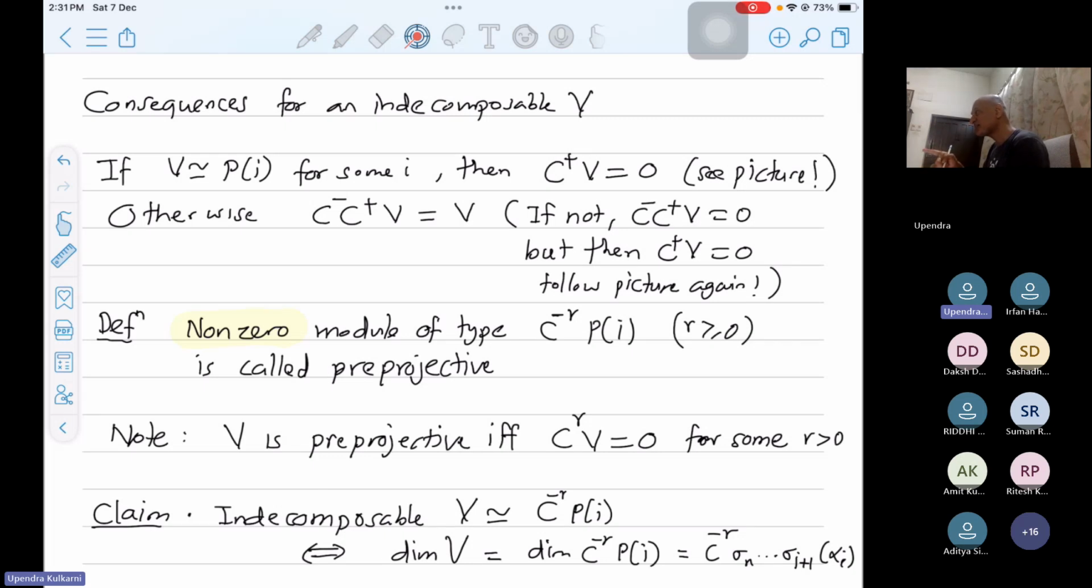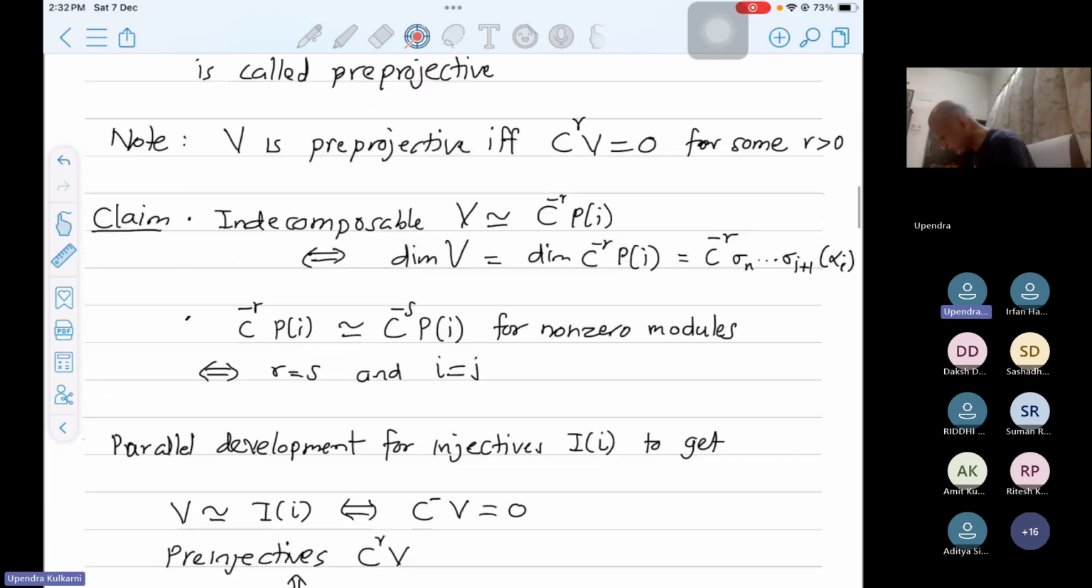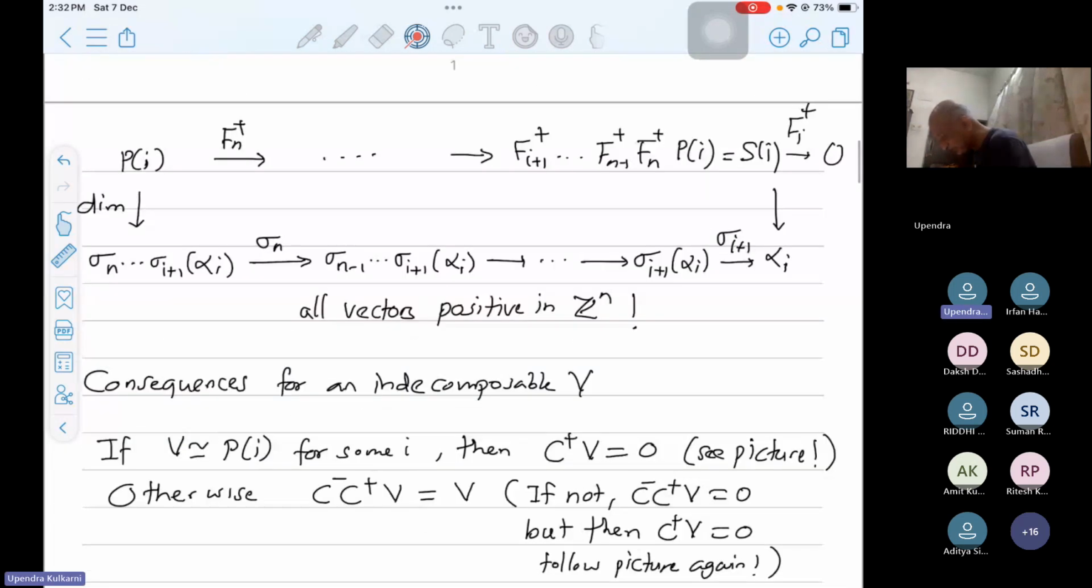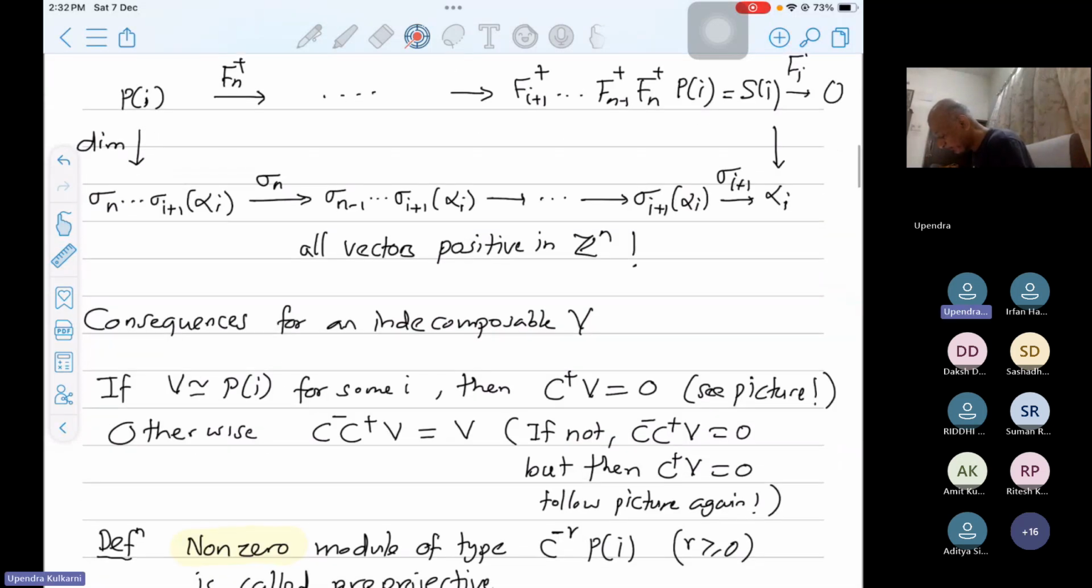The special one that dies is the simple one. Today what we are saying is that something is exactly like that, true for the principal projective, for every principal projective, which is this criterion. If C plus kills it, it has to be a principal projective. Otherwise, you will just come back by means of C minus. Okay. All right.